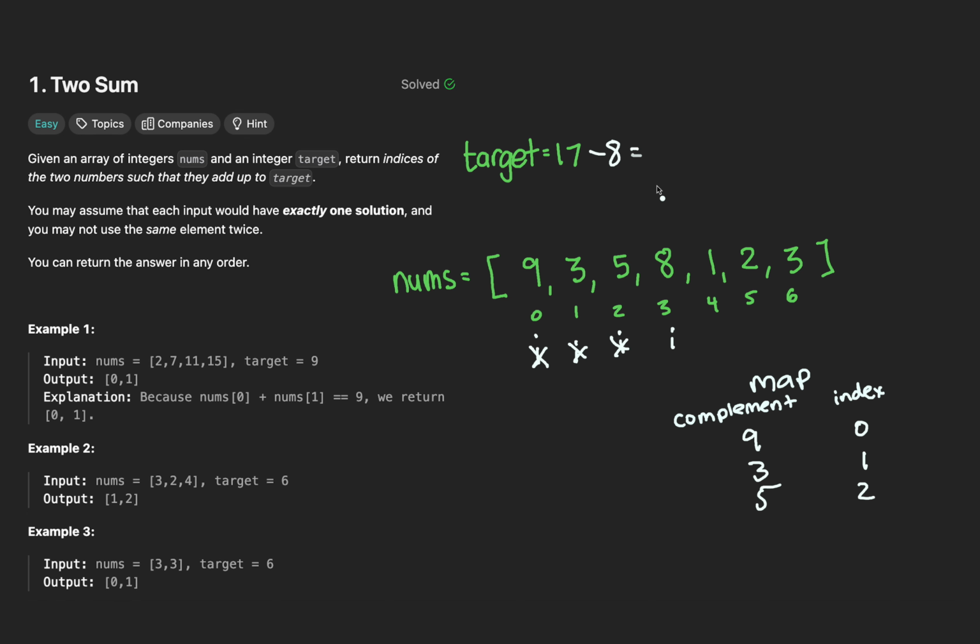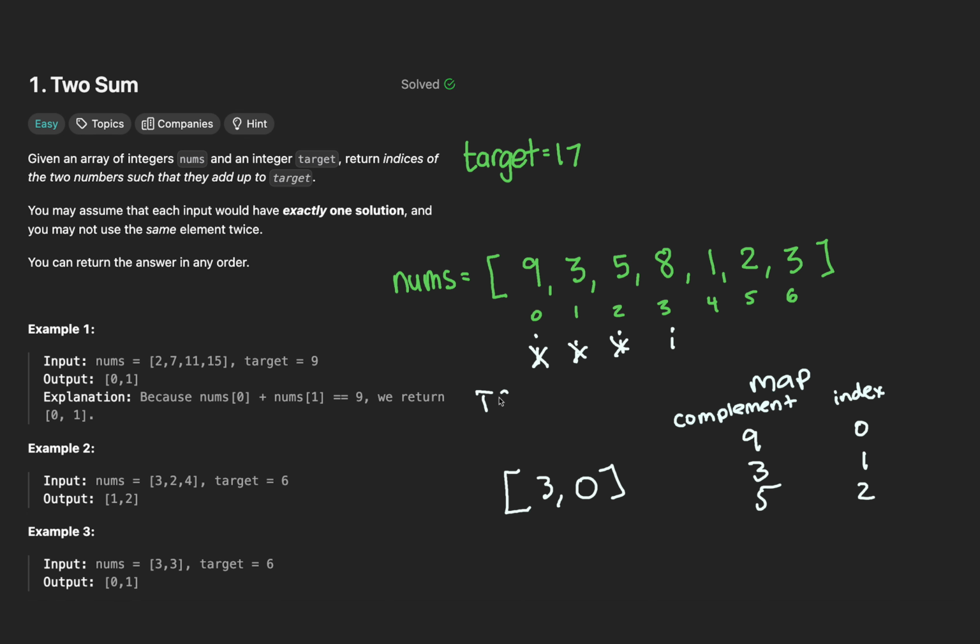This makes us super happy because when we look up 9 as the key in our map, we find it. This means we have a valid pair. Let's return in a resulting list two things: the current index that we're on of 3, as well as the associated index of our complement number 9, which is 0. There you have it. This is our answer. This is what we return.